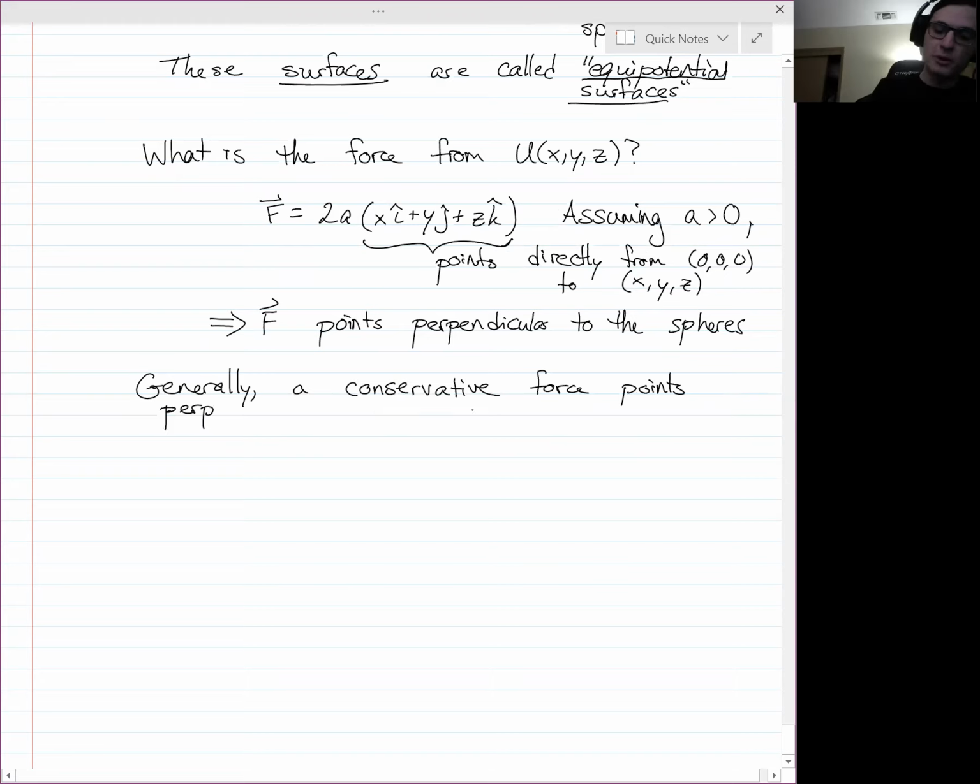Now, you might realize that every surface has 2 perpendicular directions, inwards and outwards, right? And I'll cover that in a minute.